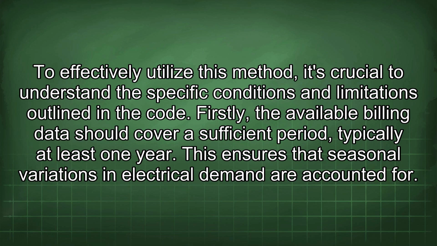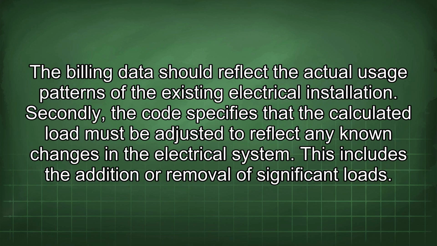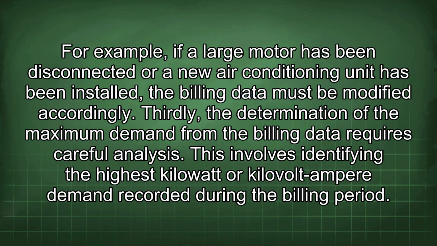This ensures that seasonal variations in electrical demand are accounted for. The billing data should reflect the actual usage patterns of the existing electrical installation. Secondly, the code specifies that the calculated load must be adjusted to reflect any known changes in the electrical system. This includes the addition or removal of significant loads. For example, if a large motor has been disconnected or a new air conditioning unit has been installed, the billing data must be modified accordingly.